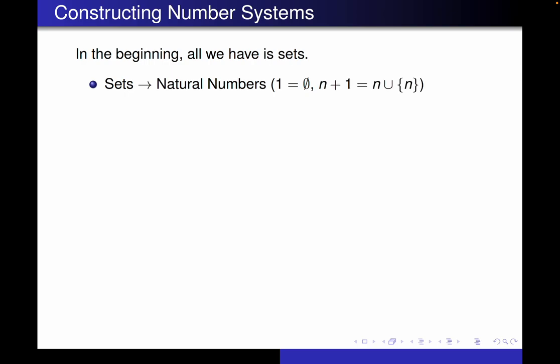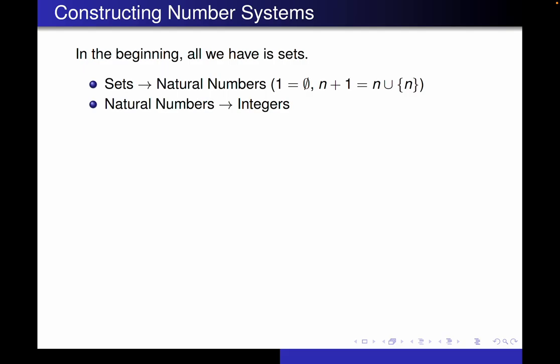And then every time we have a number n, we make the next number n plus 1 by taking our old number, which by the way is a set, and we union it with the set that contains n, which itself, remember, is a set. So we have all these weird increasing sets of things going on where we keep unioning. That's how we make natural numbers out of sets.